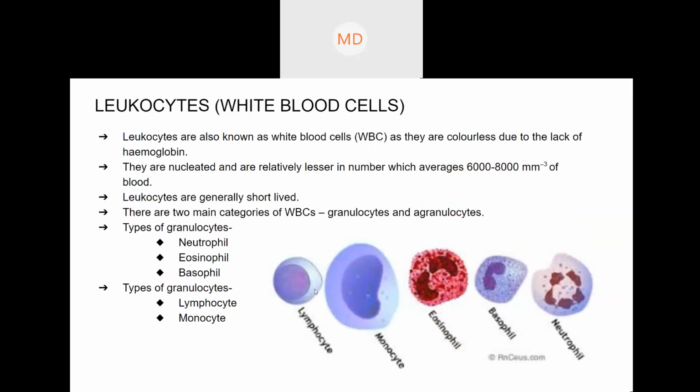Okay, next is white blood cells. By the name, I guess you are clear that the white blood cell is colorless. It does not have any color. The blood is red because of the red blood cells, and the white blood cells do not have any color. They are colorless.